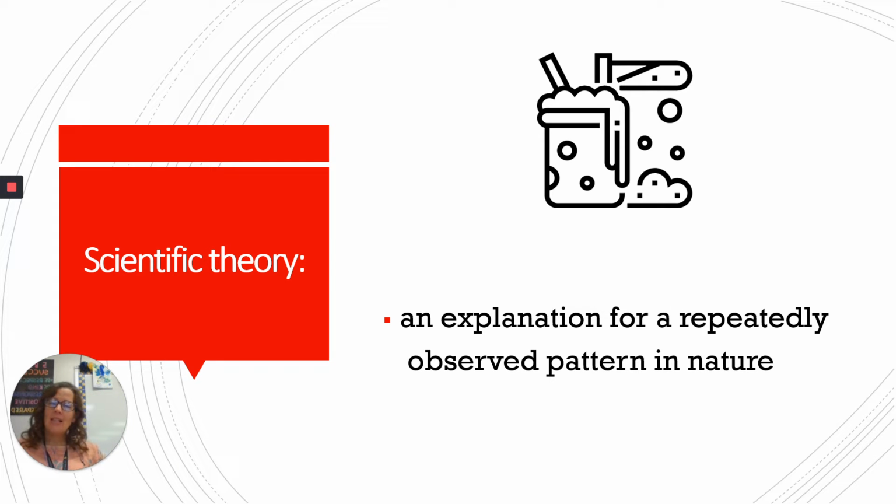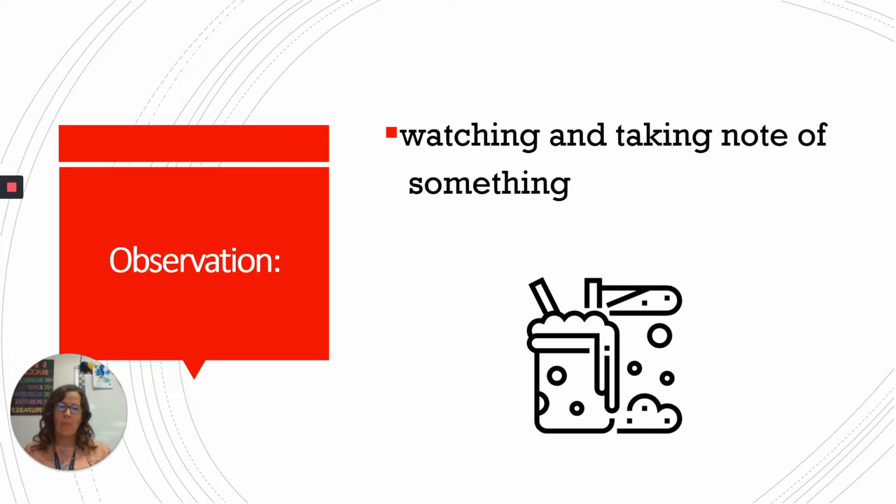Next, we have scientific theory. A scientific theory is an explanation for a repeatedly observed pattern in nature. So here we're getting into the steps themselves of the scientific method. The one we're going to look at first is observation. And an observation is watching and taking note of something.